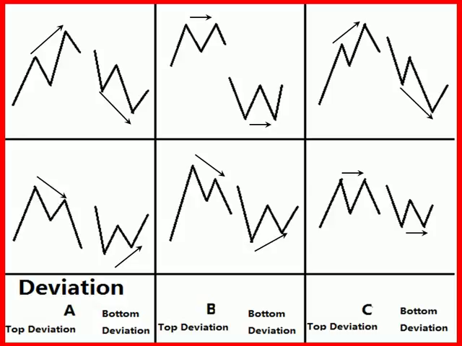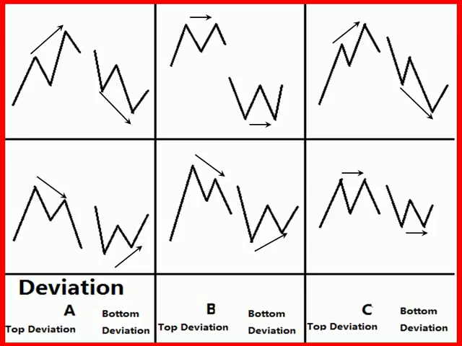Because in the A level, B level, and C level, you should know what the difference is. For the A level, top deviation and bottom deviation, you should know the high point is higher, while the deviation expert's high point is lower. The low point is lower, but the deviation expert's low point is higher. This is the A-level deviation.